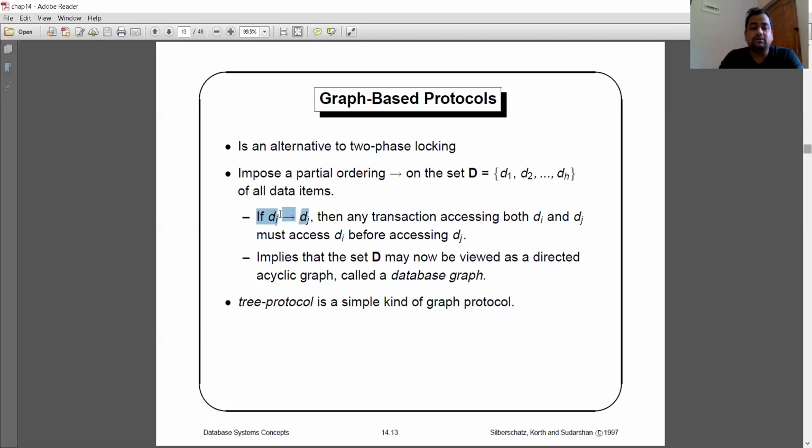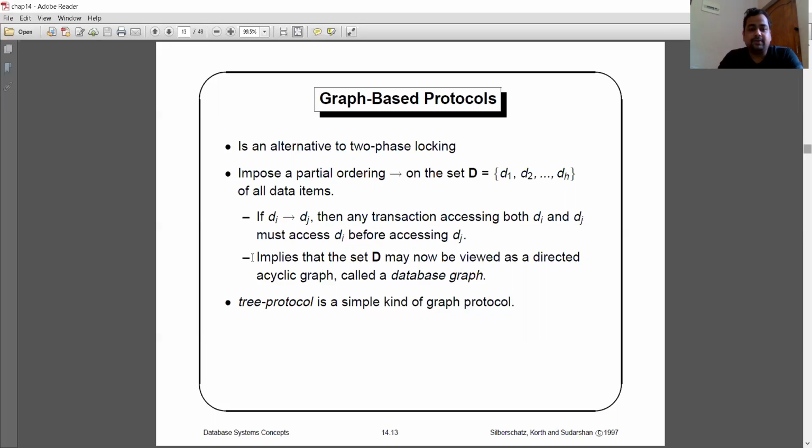There is an arrow mark. It can be represented like this, from di to dj. That means dj is connected to di. So data item di is executed first, then the data item dj will be executed. Once you want to access the data item dj, di should previously have been accessed.